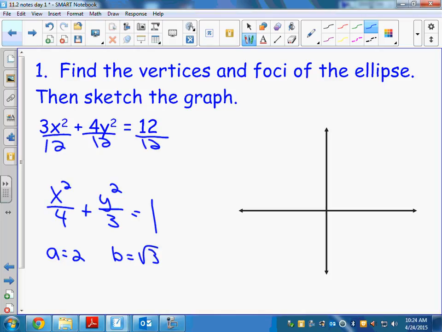So I just want to show you that you can make a sketch of this without having to find the vertices and the foci. They want you to do that, but I just want to show you how to graph these pretty easily. Well, I didn't give you a better graph on here, but let's make some points here.